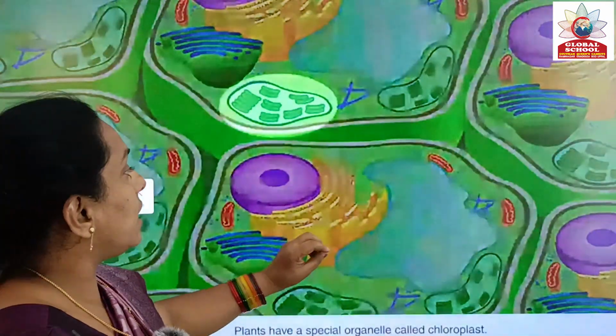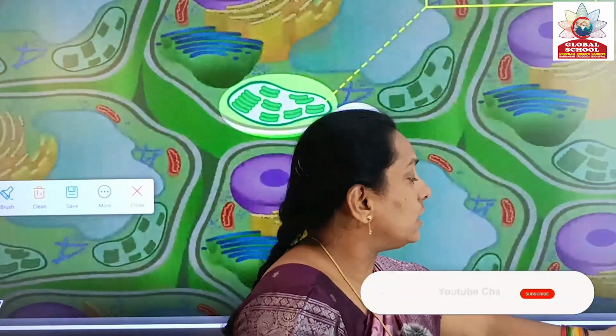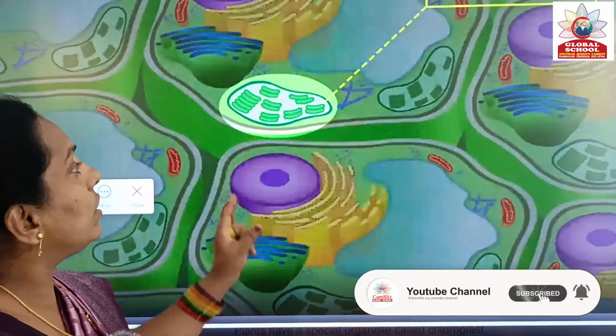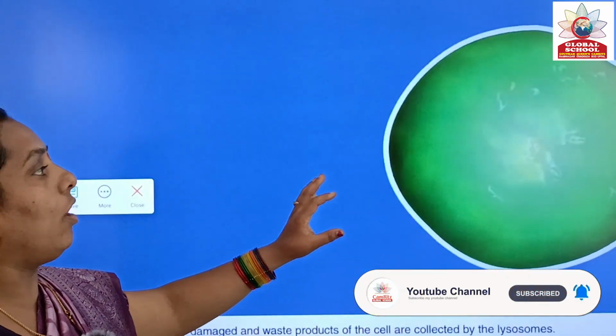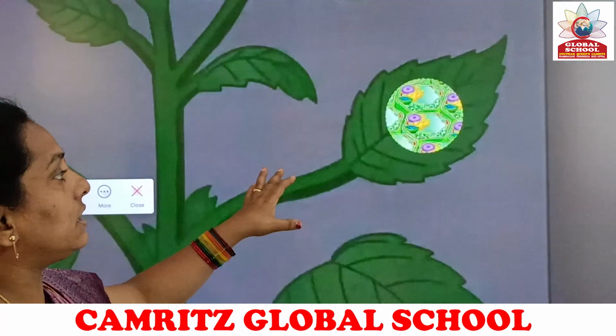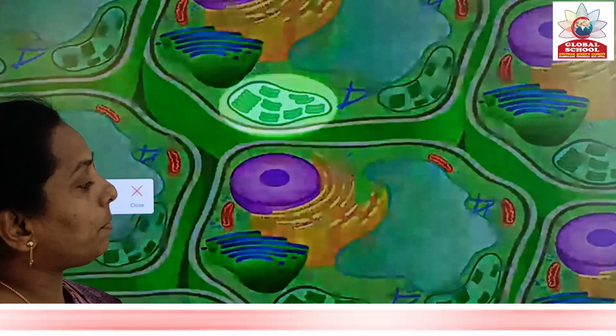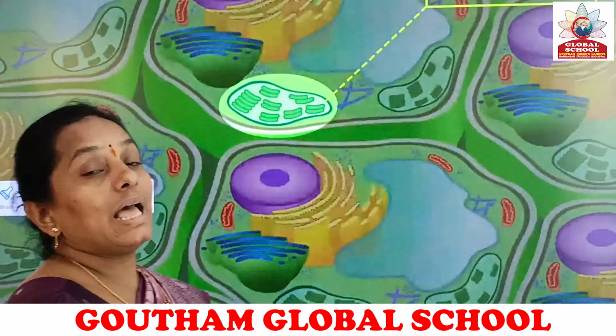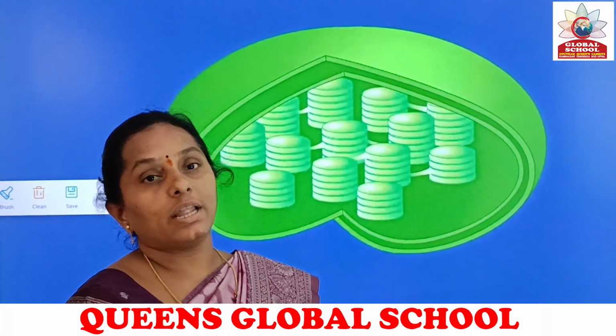And in the animal cell and the plant cell, you will find a small change. The animal cell will not have a green color pigment called chlorophyll, which will be present in the plant cell, and the plant cell will have a cell wall, whereas the animal cell will not have a cell wall.